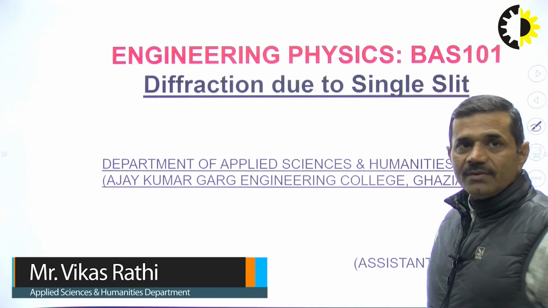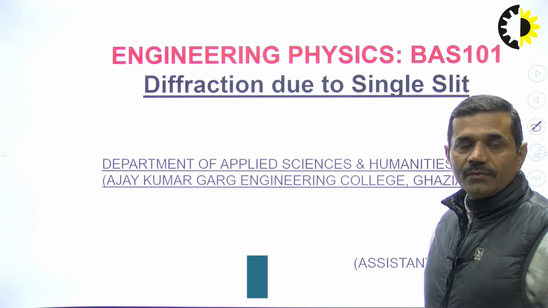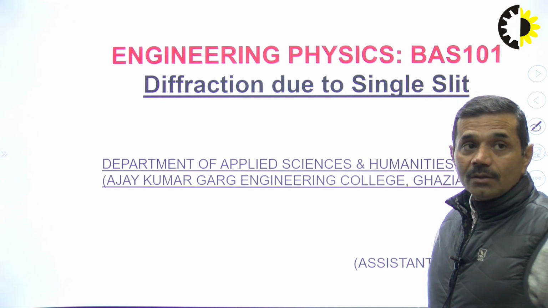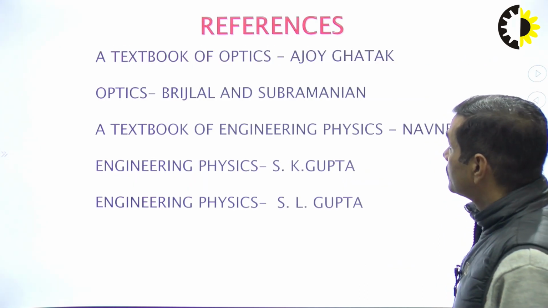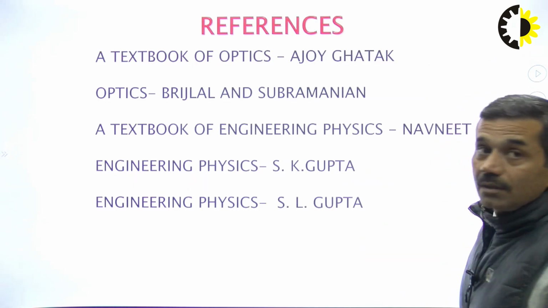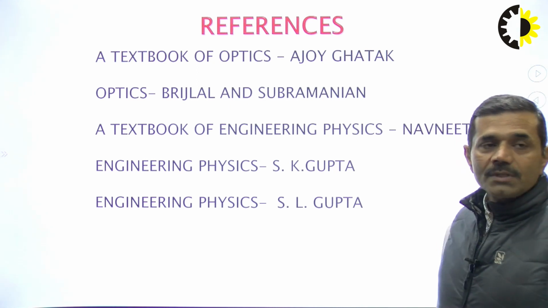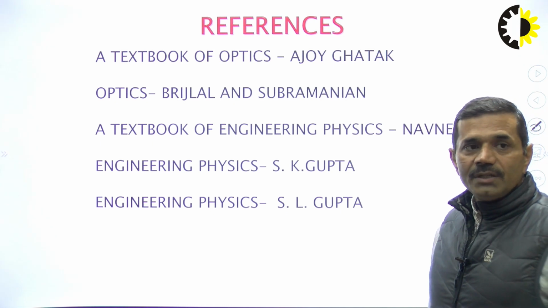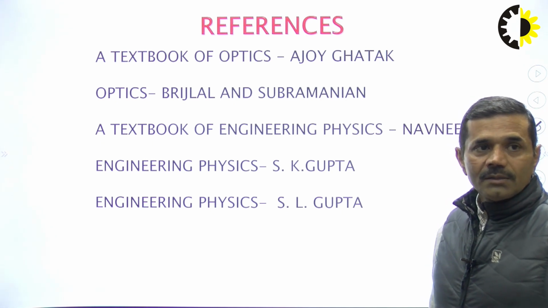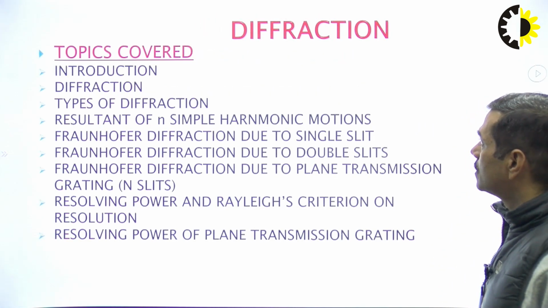Today the subject which I am going to discuss is engineering physics. The subject code is BAS 101 and the topic which I am going to discuss is diffraction due to single slit. References are the textbook of optics by Ajay Ghatak, optics by Brijlal and Subramaniam, a textbook of engineering physics by Navneet, engineering physics by S.K. Mehta, and engineering physics by S.L. Gupta. So these are the references for this topic.